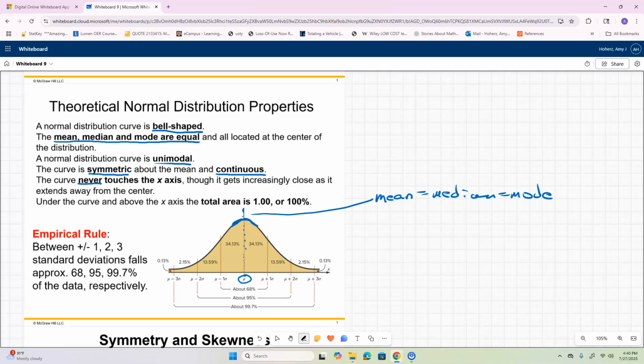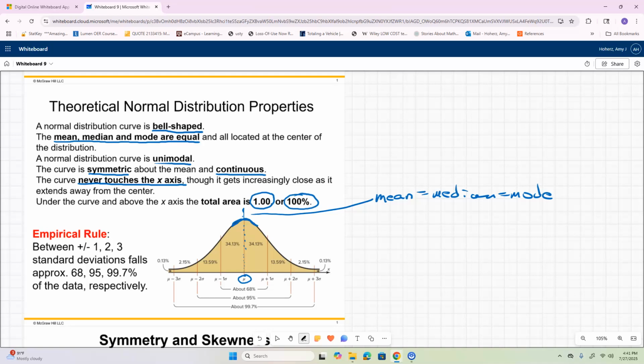It also, as I mentioned, never touches the x-axis, although it does get closer and closer as you go to the left and the right. And then the one thing we have not mentioned at all yet is that the area under the curve is 1, or you could think of it as 100%. So the area under this curve is determined to be 100% of the data. So basically they're saying 100% of the data will fit underneath that curve.